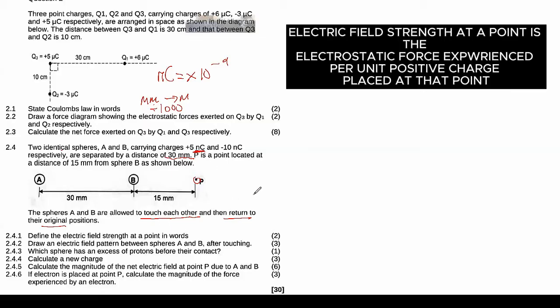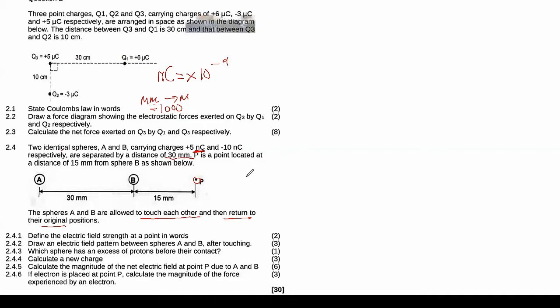It says the electric field strength at a point is the electrostatic force experienced per unit positive charge placed at that point. So that's how you define it for 2 marks according to your CAPS document. Then 2.4.2 says draw an electric field pattern between sphere A and B after touching. Note this, after touching. So before they touch, we understand that they are attracting. They have unlike charges, so they will attract.